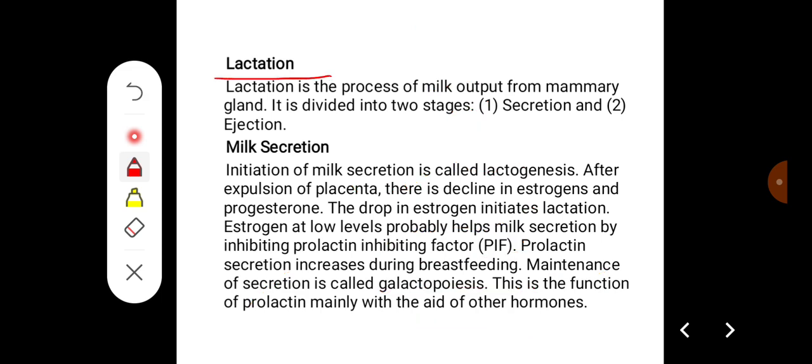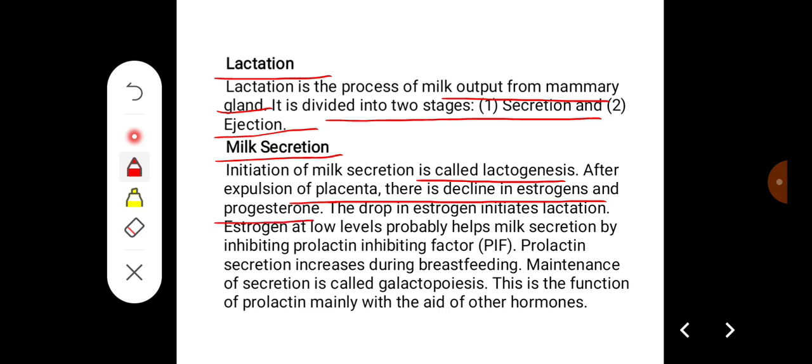Coming to lactation. Lactation is the process of milk output from the mammary gland. It is divided into two stages: the stage of secretion and ejection. Milk secretion. Initiation of milk secretion is called lactogenesis. After expulsion of the placenta, there is a decline in estrogen and progesterone. The drop in estrogen initiates lactation.